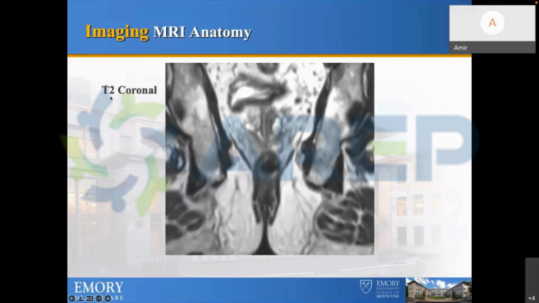On the T2 coronal, if you want to look at the anatomy, you're going to see the levator muscle beautifully seen on both sides. I hope you can see my pointer, or maybe I'll change it to something better. One second. Okay, so if you can see my pointer, I'm pointing out the levator muscles on the coronal plane.